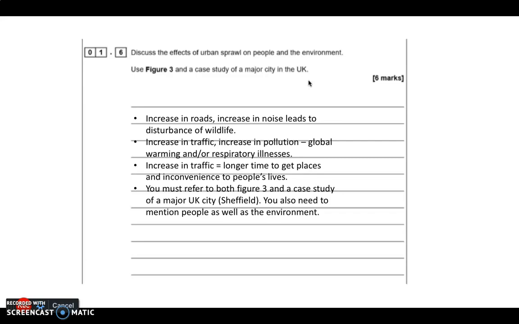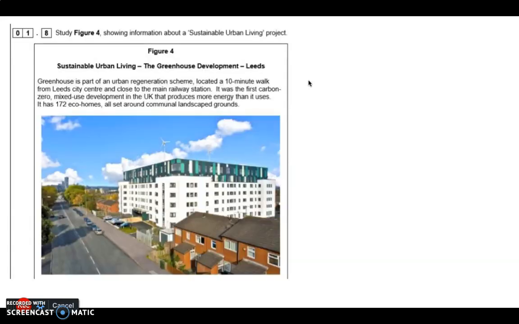So you just need to make sure that you are referring to Sheffield within that. So you might mention an example of urban sprawl within the city, so Sheffield spreading out into the countryside around it. And also you need to make sure you mention that figure, as well as being clear about people and the environment. Quite a lot of students only talked about the environment and they didn't reference how it affects people as well, and that'll restrict you to 2 or 3 marks.